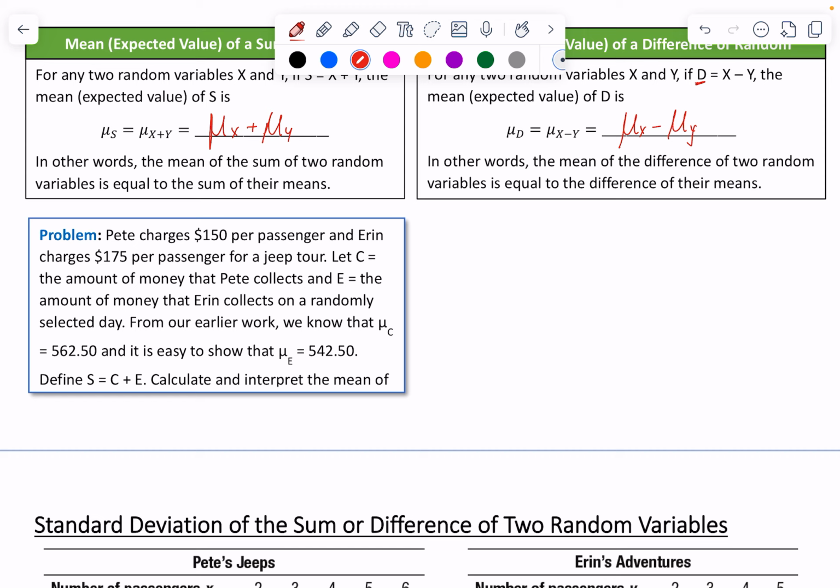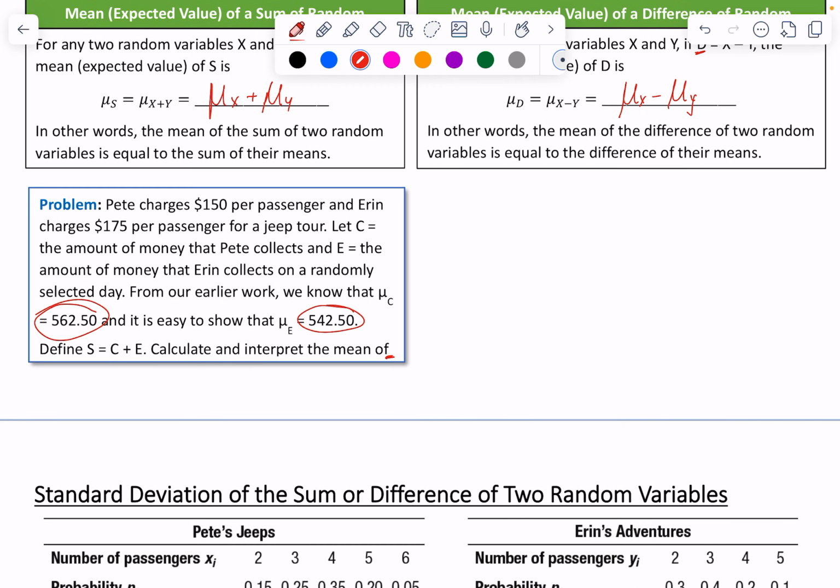C is the amount that Pete collects. E is the amount of money Erin collects. From our earlier work, like from last section, we had this was the mean for Pete. And now they tell us this is the mean for Erin. So how do we find their sum? Literally all we're going to do is the mean of the sum is going to be the mean for Pete's Jeep Tours plus the mean for Erin's. So 562.50 plus 542.50, and we get 1,105. Pretty sure.